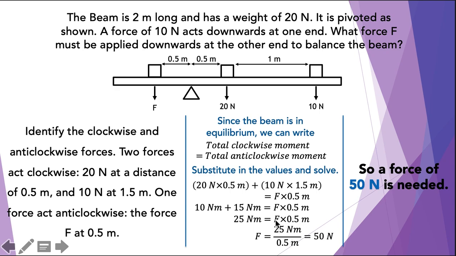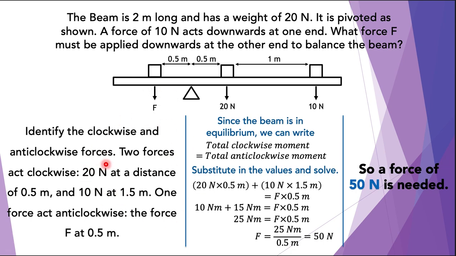So to find the value of F, we are going to divide 25 Newton meter by the distance of F. The distance of F from the pivot is 0.5 meter and 25 Newton meter is the clockwise moment. So we divide this clockwise moment by this distance, and what we get is 50 newtons. So a force of 50 Newton is needed at this end to balance the beam.